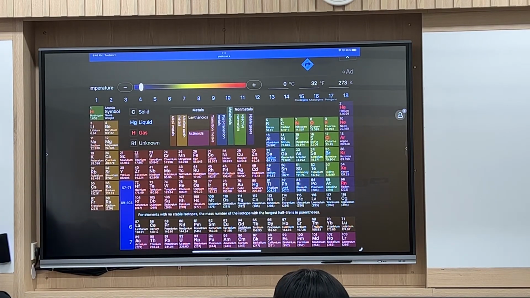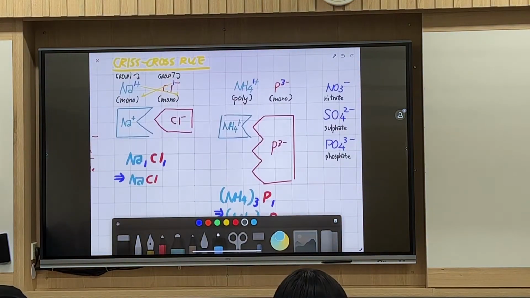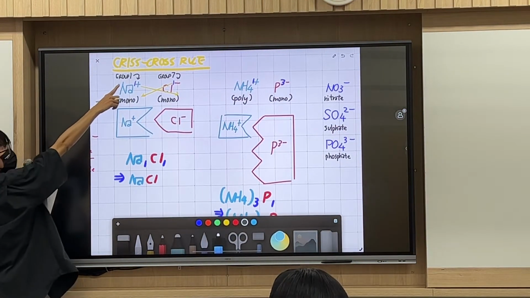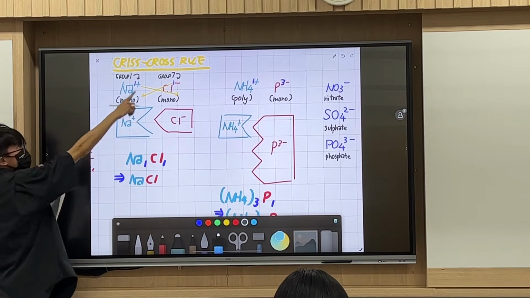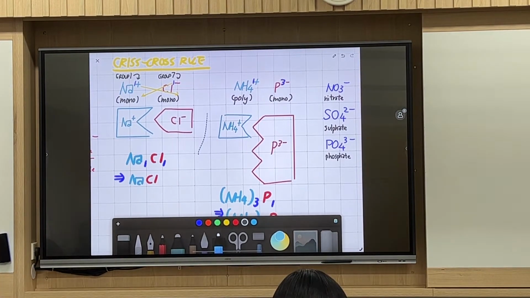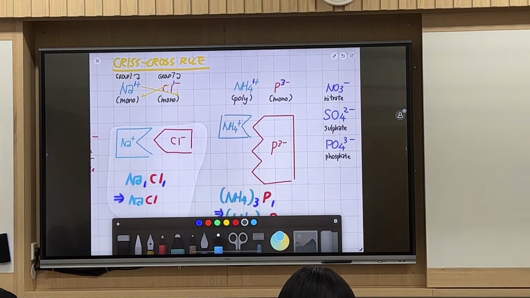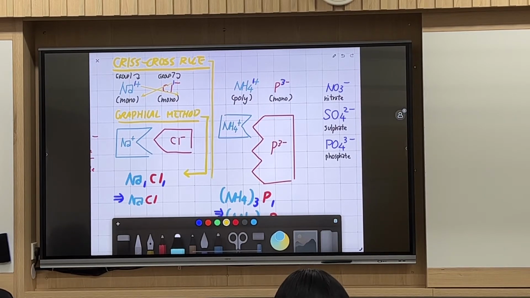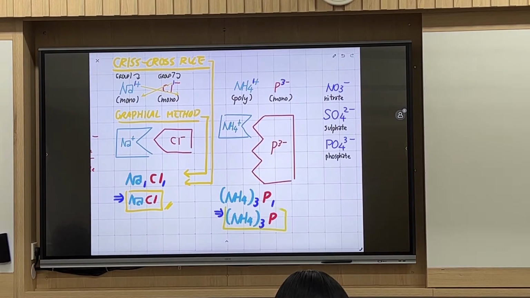What you need to do is to figure out the formula like we did, by either using the crisscross rule or the graphical method. Use either method to come up with the formula. So let me put down the second method in here. I'll walk around. If you have a question, Rachel, I'll answer your question. So this is the graphical method. Use either of these methods to get to your answer, your answer being the formula of the ionic compound.